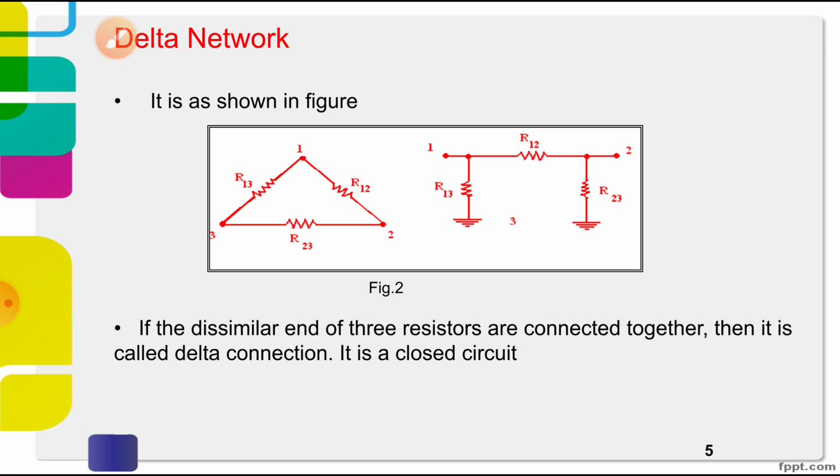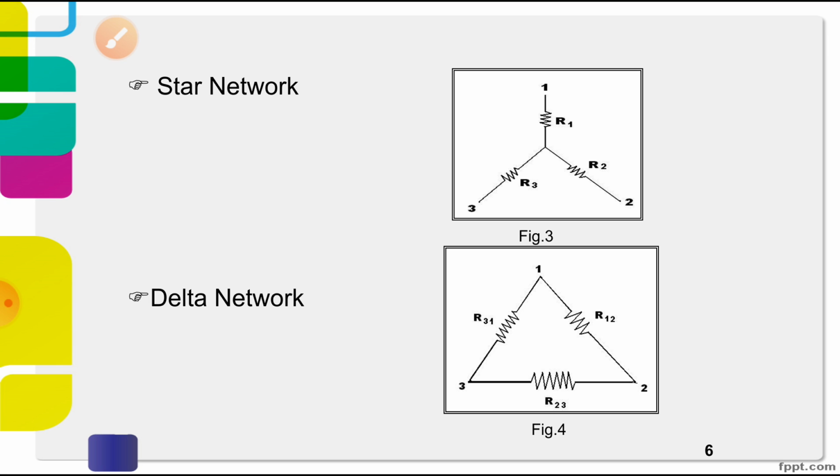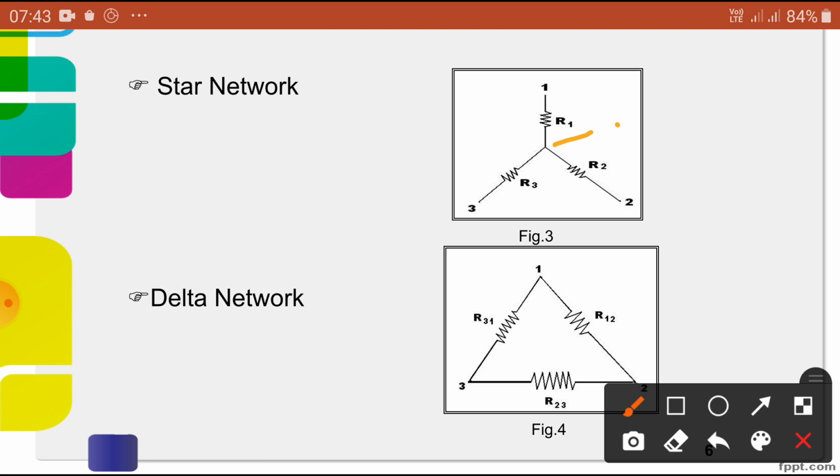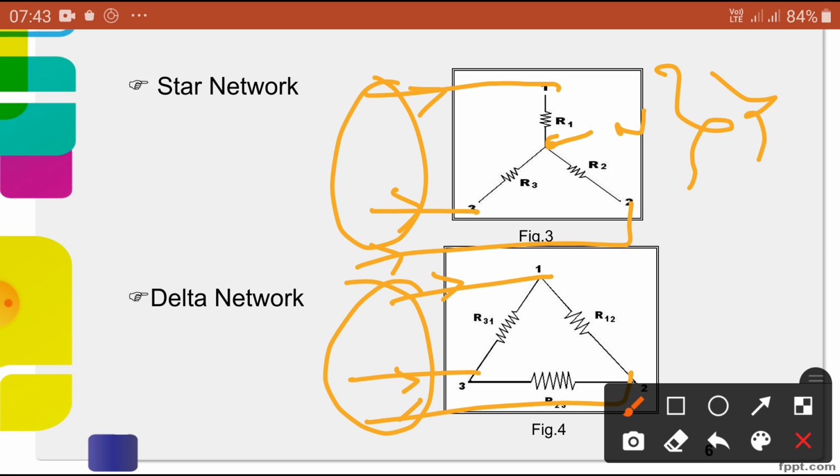We have seen delta and star problems separately. This is a star network, and this is a delta network. Star consists of one common point that is known as the neutral. In delta, there is no common point. Here we give the supply, one phase, another phase, and another phase, and similarly here we connect three phases. These are the terminals outside; internally we connect them in star or delta.